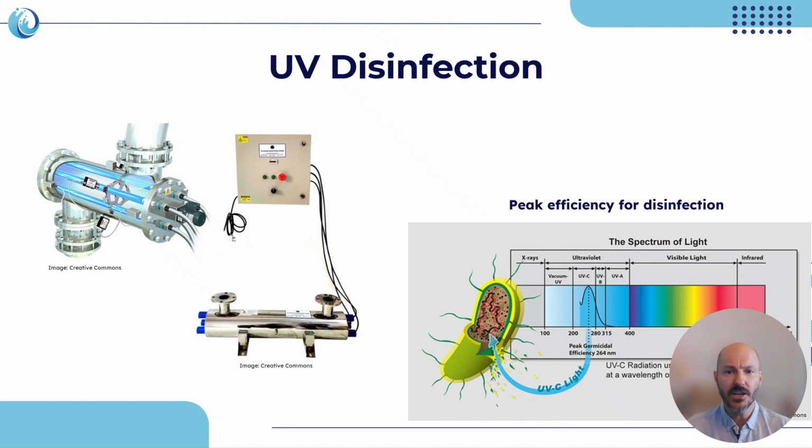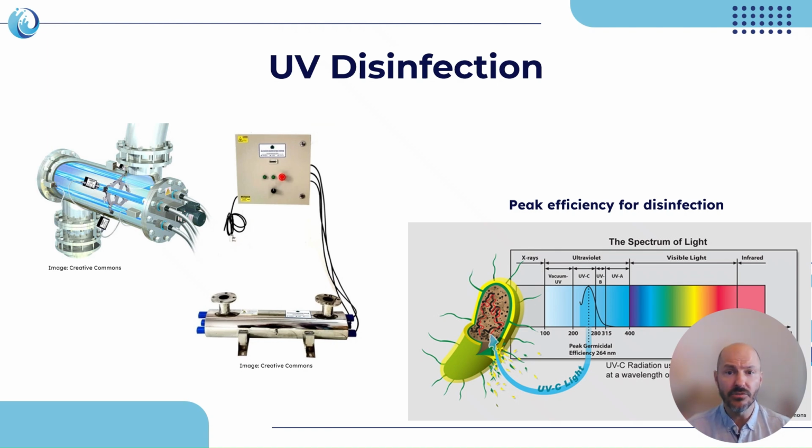For effective disinfection, UV performance depends on the UV dose, which is determined by the intensity of the radiation, the exposure time, and the water quality parameters, including turbidity, suspended solids, and UV transmittance.